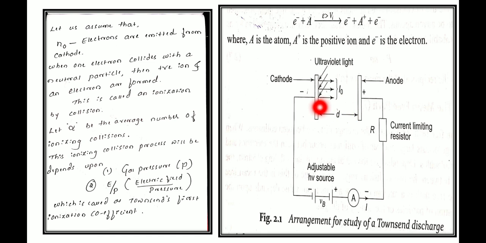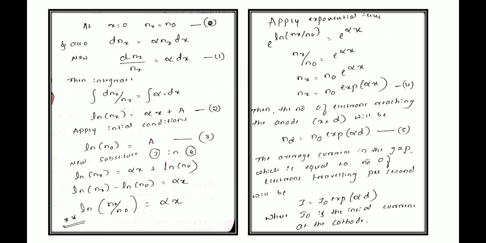when these nx electrons travel a further distance dx, then we can say the number of electrons produced traveling from cathode to anode is alpha into nx into dx. Getting my point? So at initial condition we have taken x equal to 0 and nx equal to n naught, because n naught electrons are emitted from the cathode, as we had assumed.